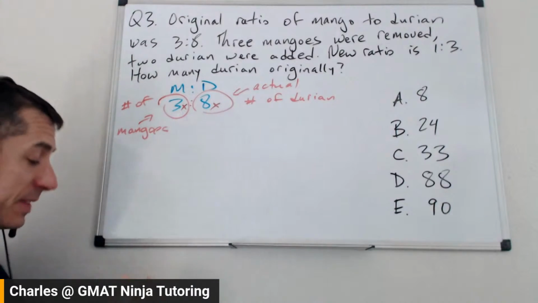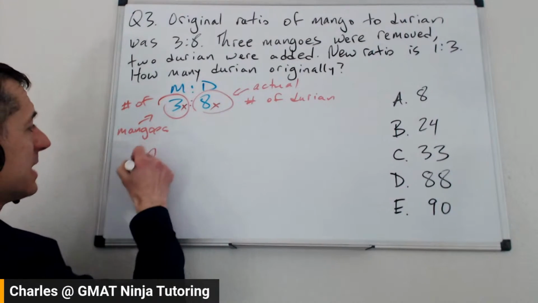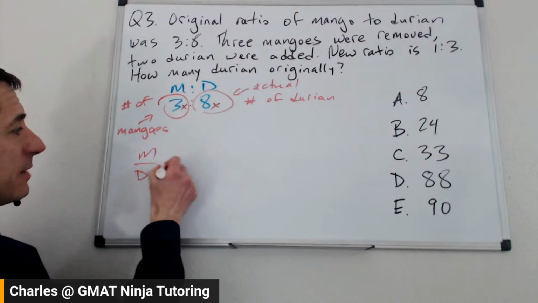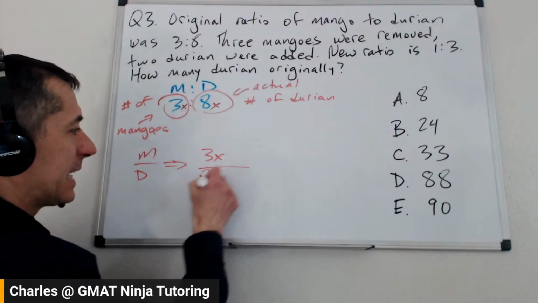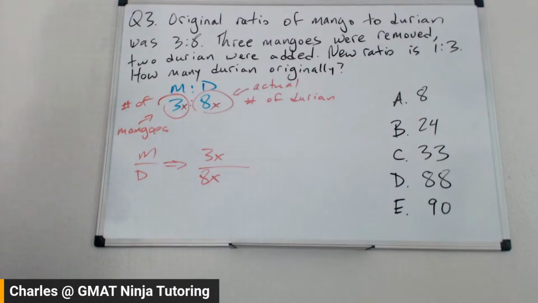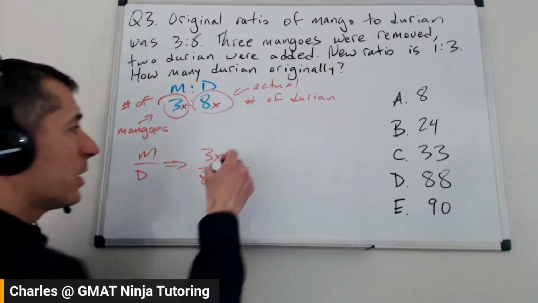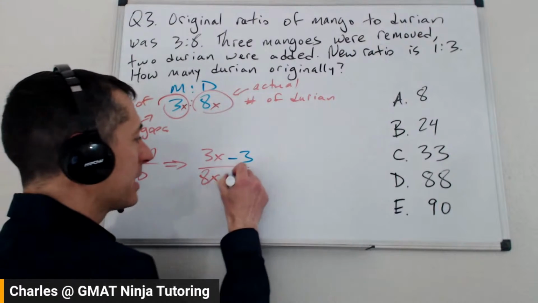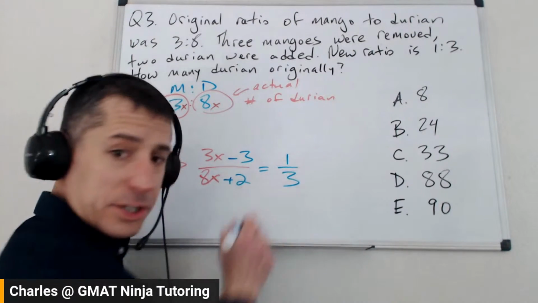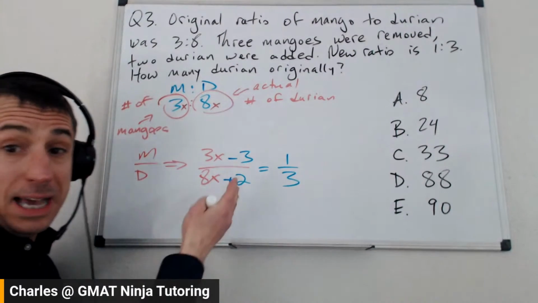Okay, well, now what can I do with this? Set it up as a little fraction. What's your mango to durian? Again, 3x mango is what you're starting with. 8x durian is what you're starting with. We subtract 3 mangoes from the top. We add 2 durian to the bottom. And now we get a nice little ratio of 1-3. Hey, we're almost done there.